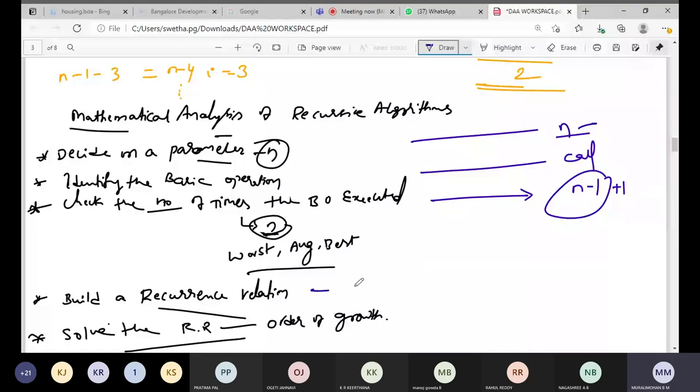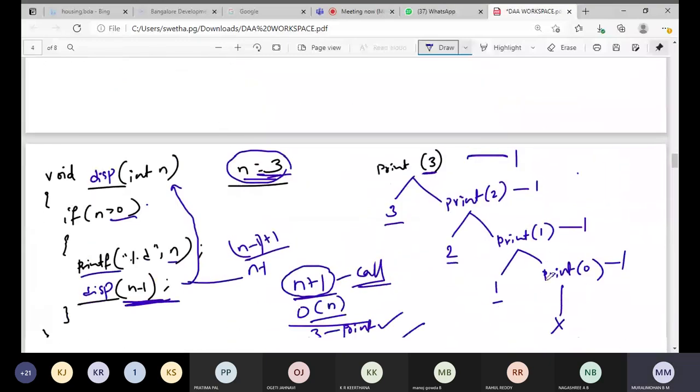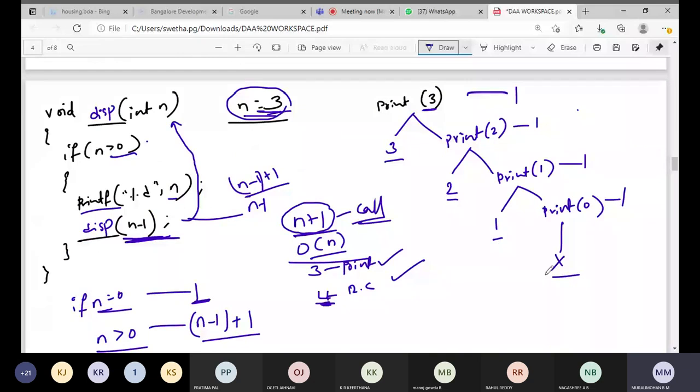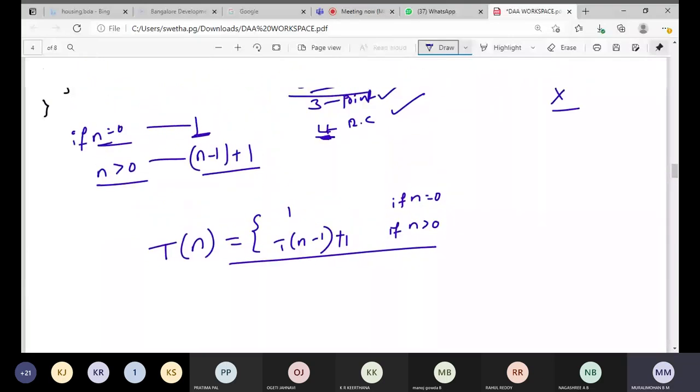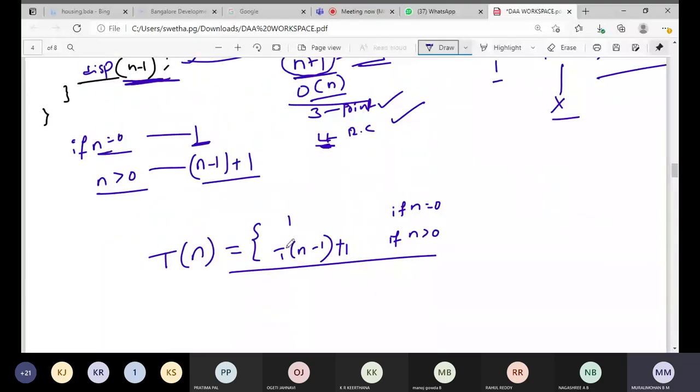Next we build the recurrence relation as t of n is equal to 1 for n equal to 0, and t of n minus 1 plus 1 otherwise. So this becomes the sum of this one. Very simple. For n minus 1 times it is calling this one, and it is becoming the sum of this. I hope there is no doubt how we got this recurrence relation. Once we are done with this, then we'll go to solve it.